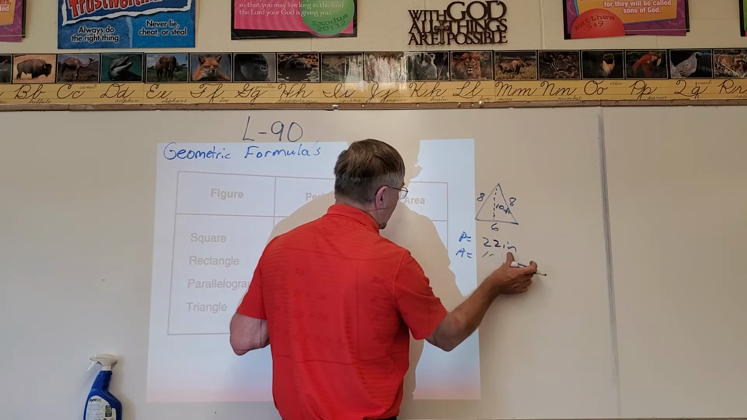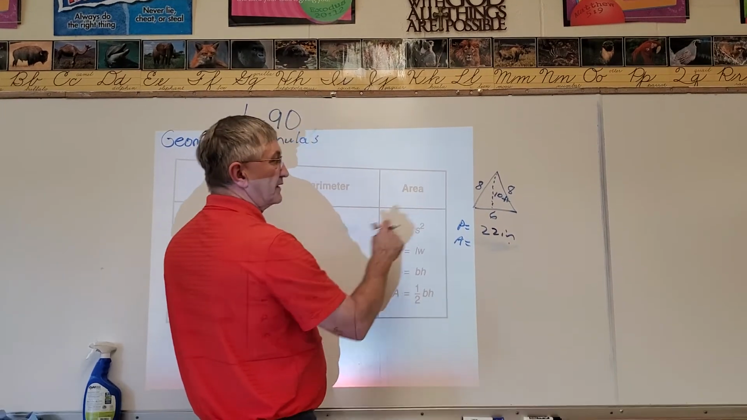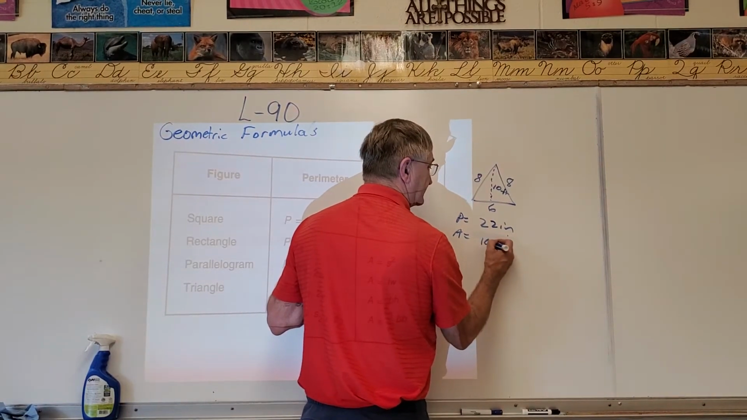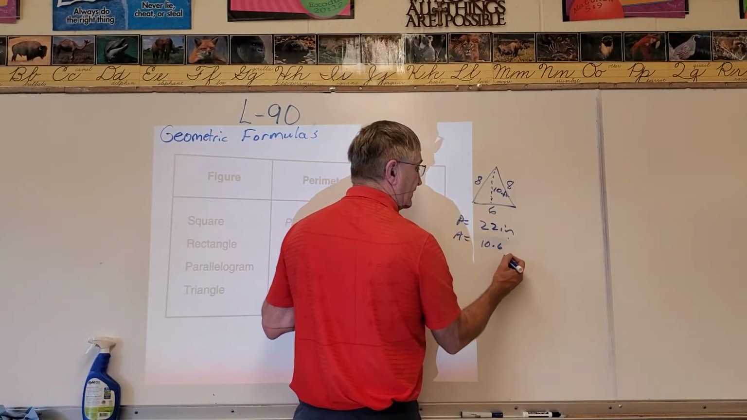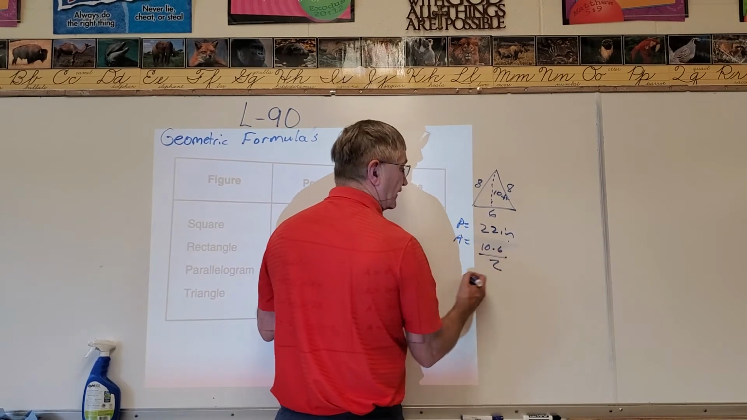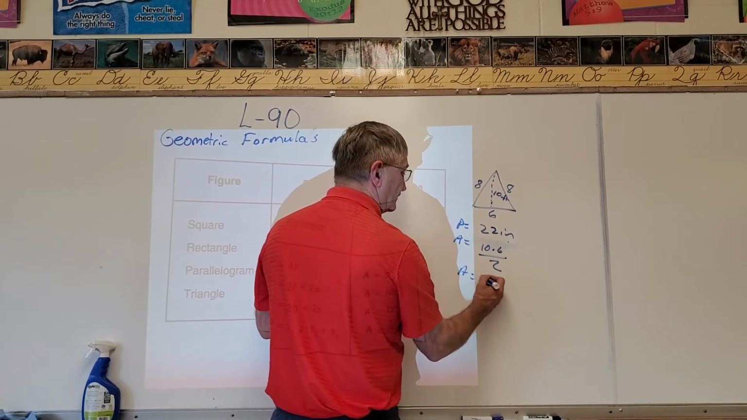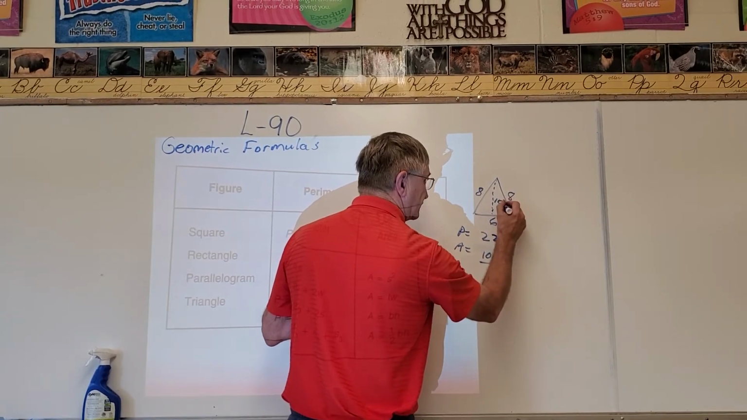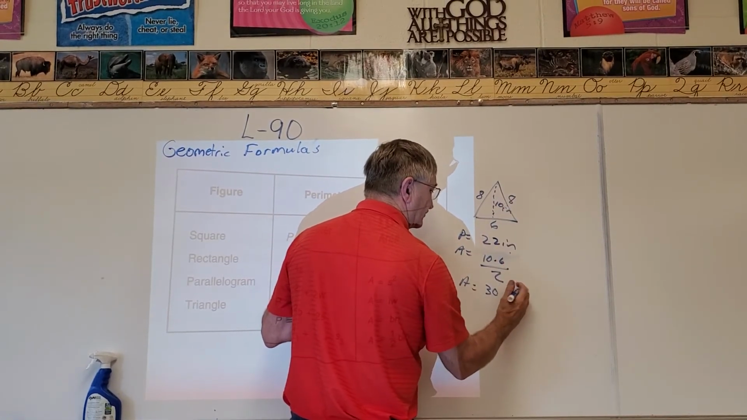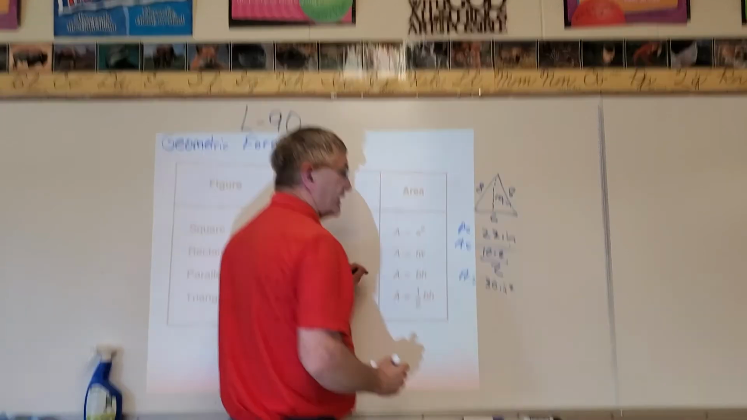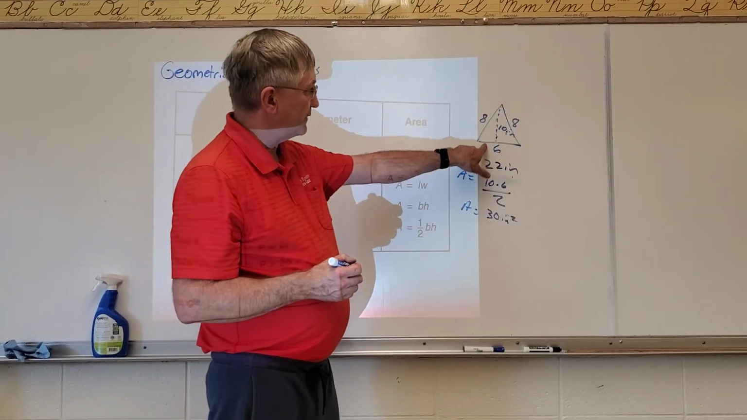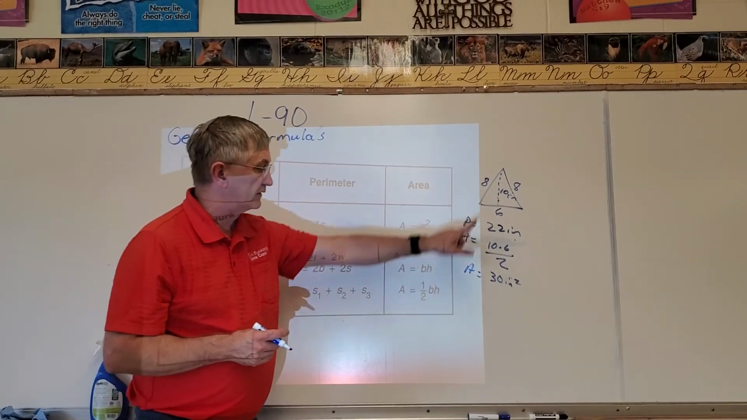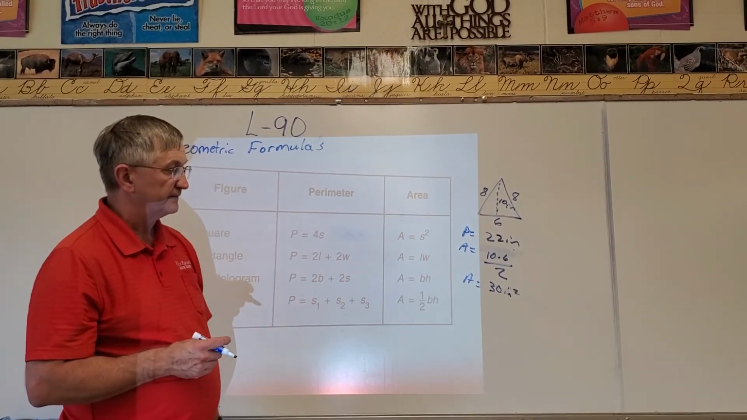Ooh, I almost messed up. 60, but it's a triangle, so I have to divide by 2. So it would be 10 times 6, and then divided by 2. So that means A equals 30, we said inches, didn't we? Inches squared. Sorry about that. So remember, multiply base times height, and we have to divide by 2 because it's not a full rectangle. That's where the 1/2 comes in.